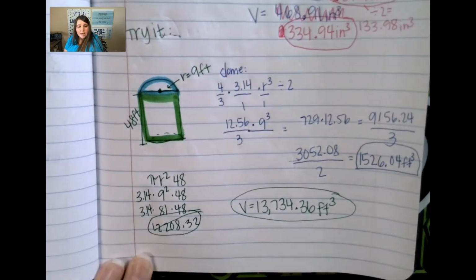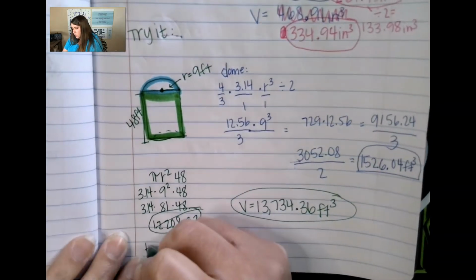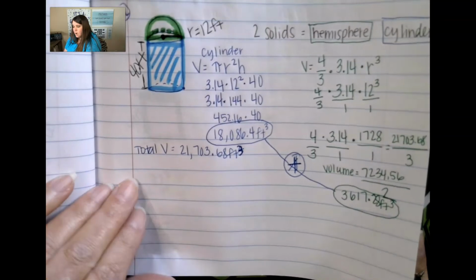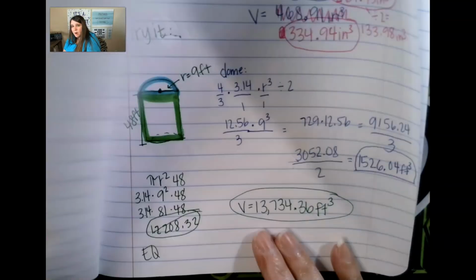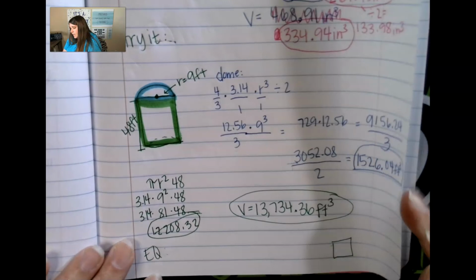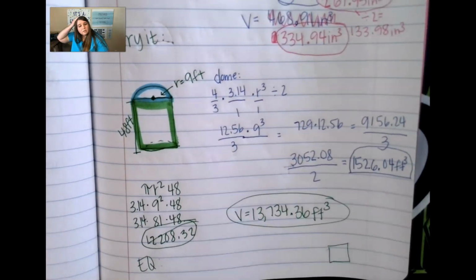All right, go ahead now and answer your essential question. How do we find the volume of composite solids? And then put your level of understanding out to the side. When you're finished, you can come on back to the Google Meet and ask for help, or you can go to Big Ideas and do your practice work.